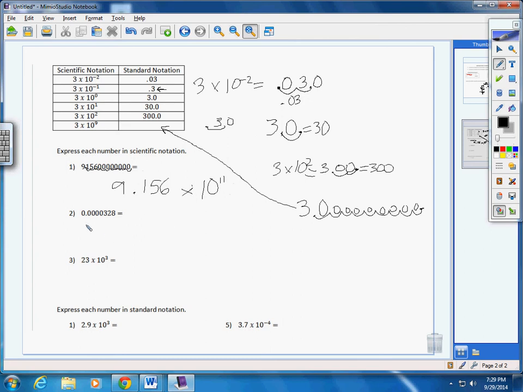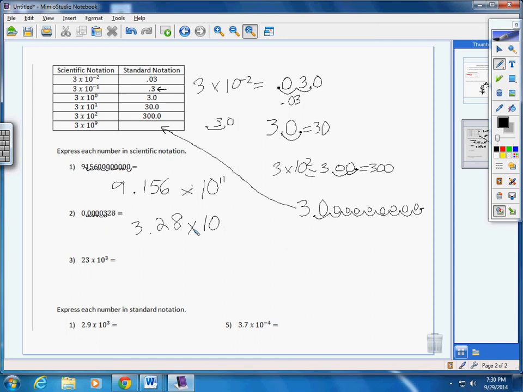Now let's move down to number 2. Same thing. Do I have a number that's between 1 and 10? No, I do not. So let's take that decimal point and move it. 1, 2, 3, 4, 5. Oh, I got to stop right there because 3.28 is a number between 1 and 10. If I moved it one more right, I'd have 32.8, and that's far too big to be between 1 and 10. So 3.28 times, and we know it's got to be 10 to some power.